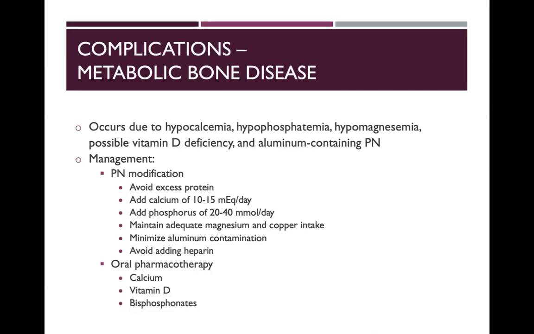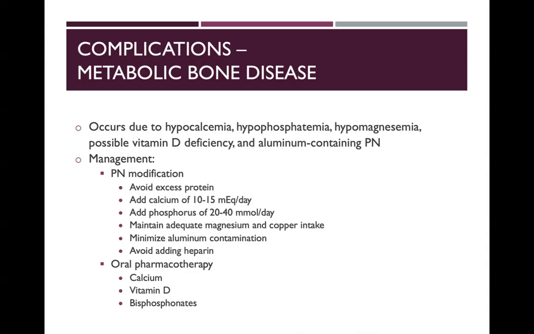Again, adding calcium, adding phosphorus, maintaining magnesium and copper intake, minimizing aluminum, as we said, that can be a predisposing factor, and avoid adding heparin. Heparin can cause bone resorption. When we think of heparin or anticoagulants in general, we think the complication is bleeding, which is true. But it can cause a little bit of electrolyte abnormalities, such as hyperkalemia to some extent. It can also cause bone resorption with long-term use, but you would try to avoid adding the heparin inside the bag.